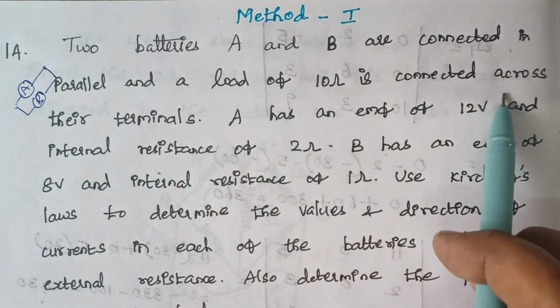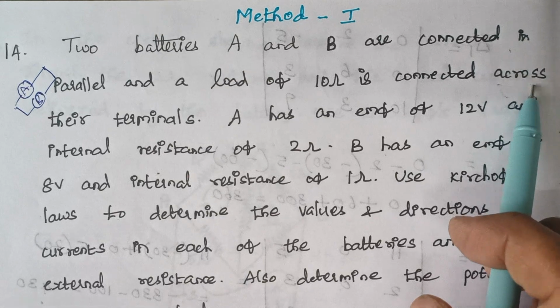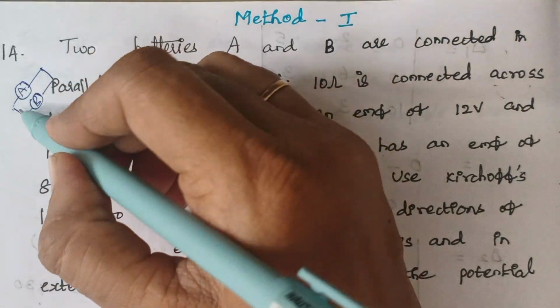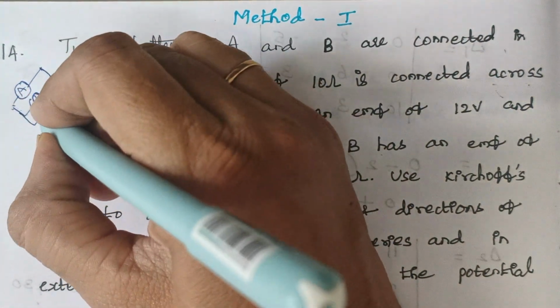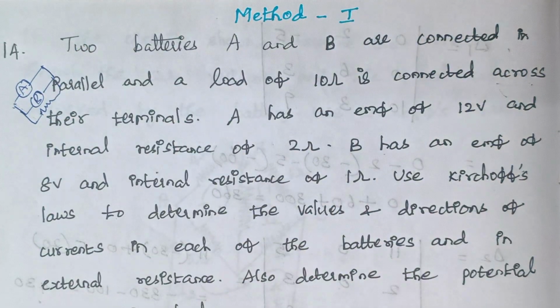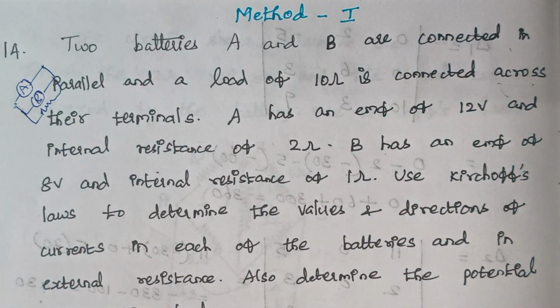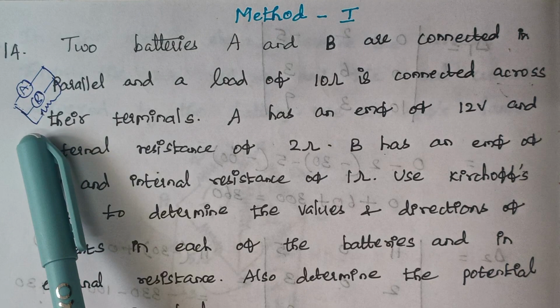What do you mean by across here? Again the load is also connected in parallel. So here again a 10 ohm resistor is connected in parallel. This is the simplified form of the circuit here.